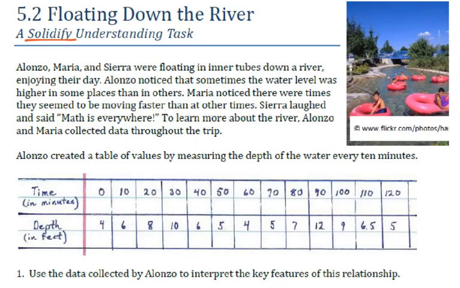Alonzo noticed that sometimes the water level was higher in some places than in others. Maria noticed there were times they seemed to be moving faster than at other times. Sierra laughed and said, "Ha ha ha, math is everywhere."